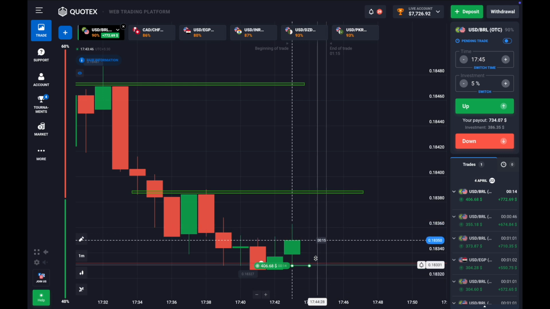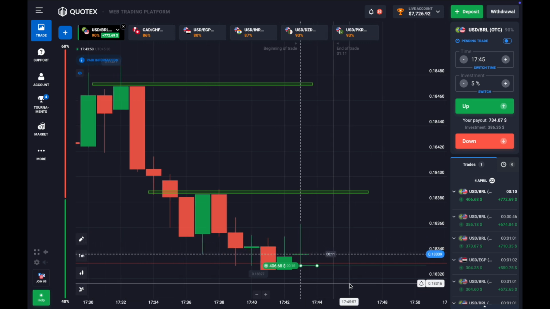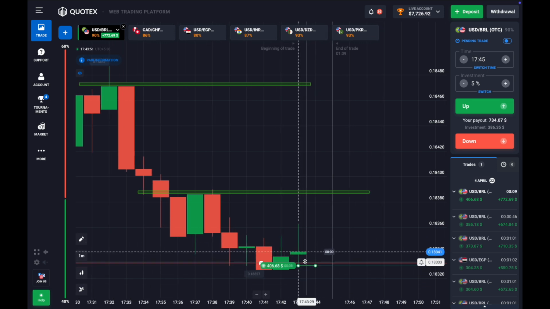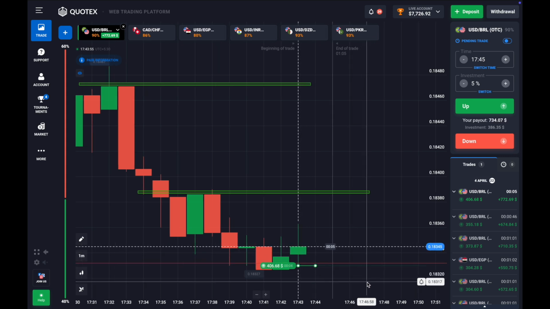Now we need to check the closing of this candle. Okay, if these two green candles completely fulfill the previous opposite group candle, that is the red candle, then there might be a possibility of reversal.